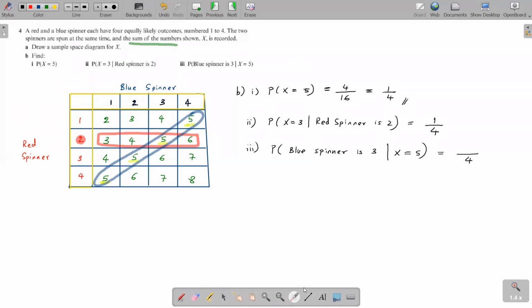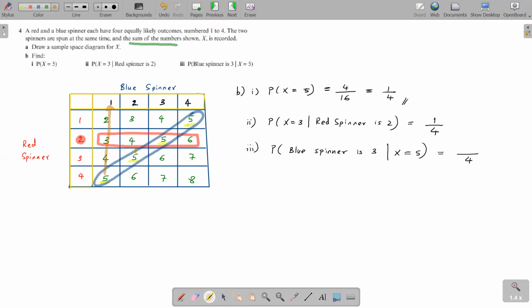So out of those 4 possible outcomes where x is 5, what's the probability that the blue spinner is a 3? Now you have to check the blue spinner. Out of the events I've circled here in blue, the given event, how many of them make the blue spinner give a 3? Look at this first one. The first event I have circled here is 5. In this, the blue spinner is 1.